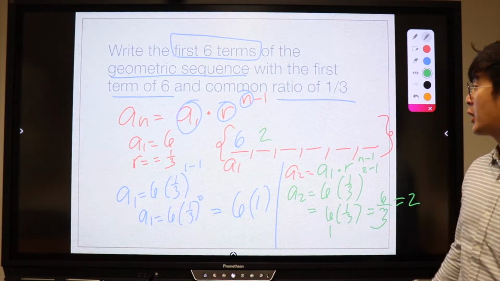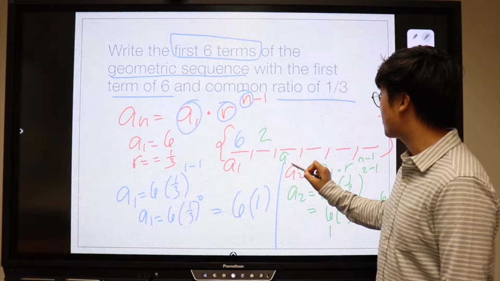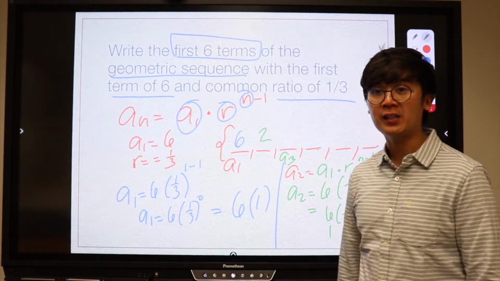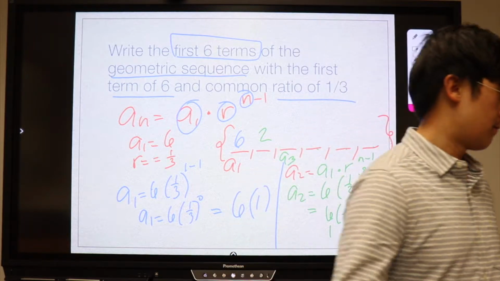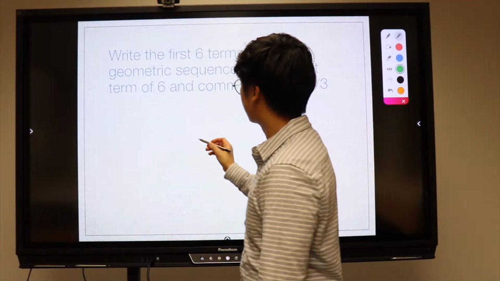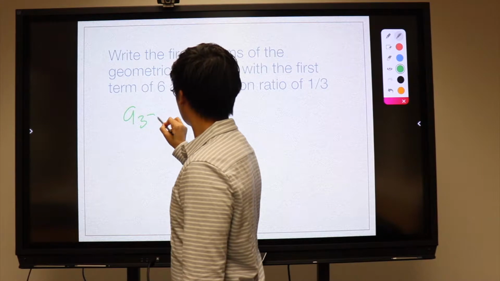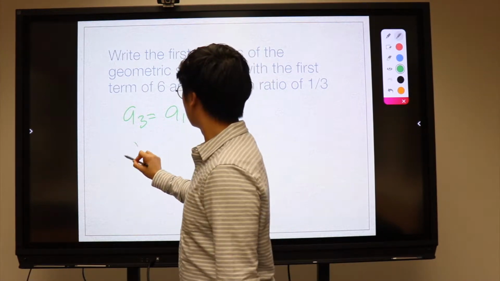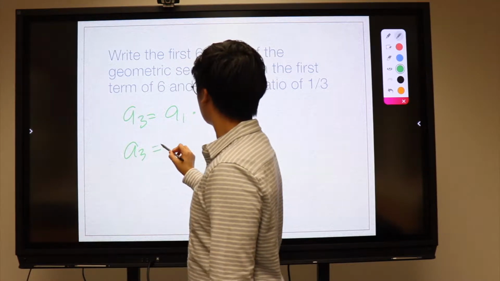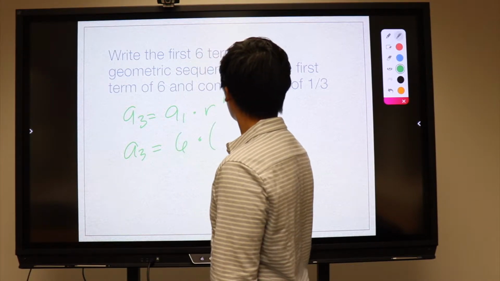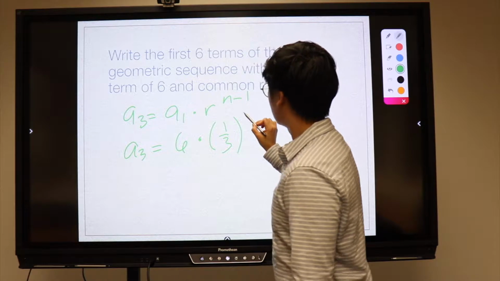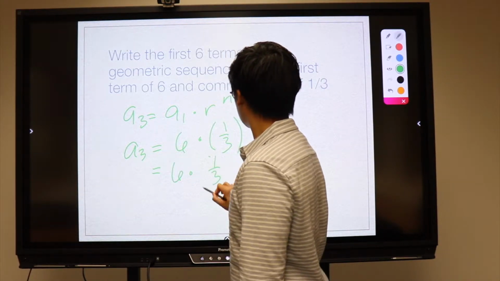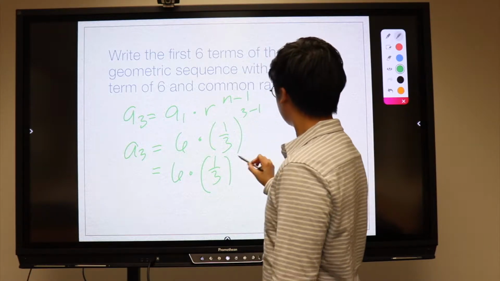Now, for the sake of argument, can you please just give me a sub 3? You don't need to give me this, this, and that. Just give me a sub 3, or the third term. 3 minus 1? 2.